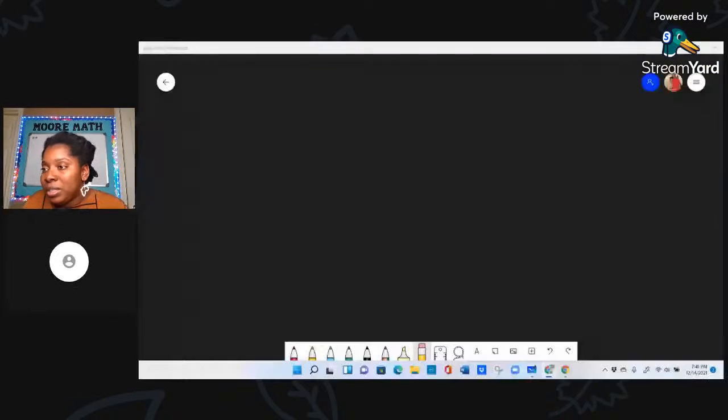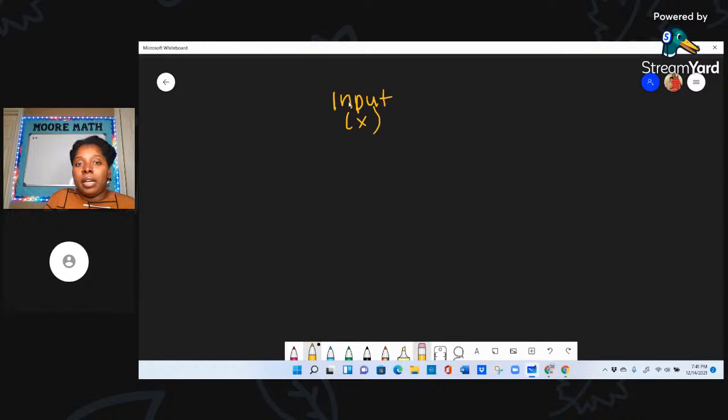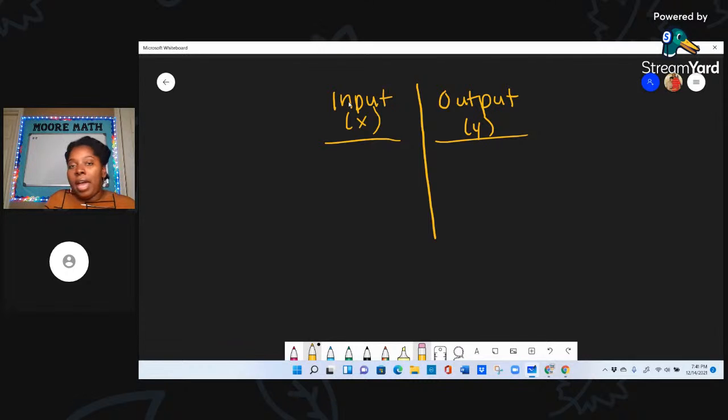All right. So tonight we're going to be working with functions, input and output. First we're going to describe the pattern. So here's the input. The input is usually X. Anytime they say input, they just mean the X value. And that means the output is what? Y. Good. All right. So we have 1 to 2.